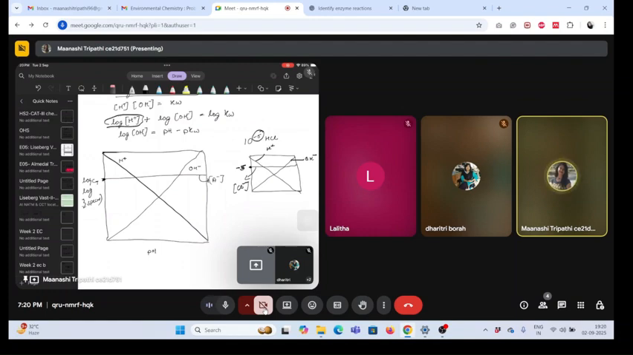Now we will study monoprotic weak acid. Here everything will be the same, only we will get a Ka value. And here complete ionization won't be there.